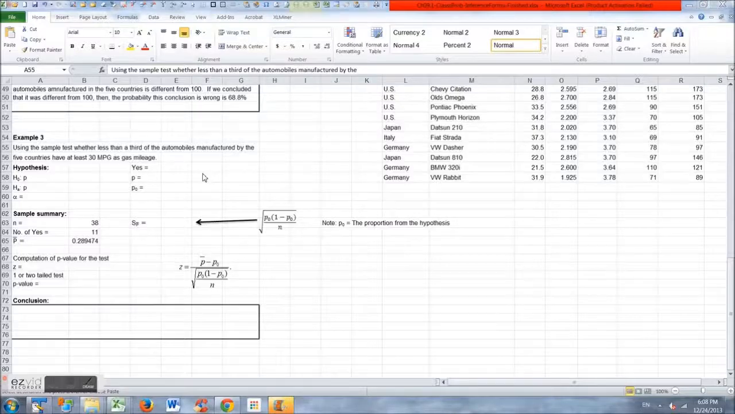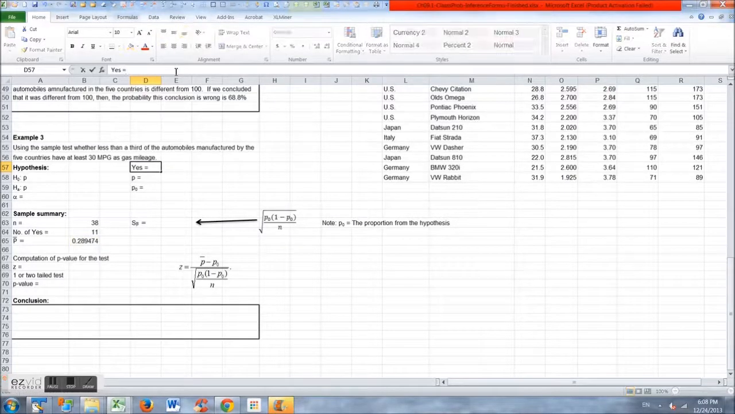Sample number 3. In this example, we're going to look at population proportion. The question is, using the sample, test whether less than a third of the automobiles manufactured by the 5 countries have at least 30 miles per gallon. So we need to first define in this sample what would count as yes or success.